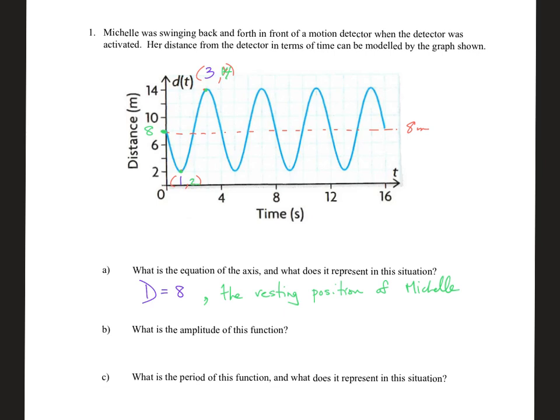Okay, let's take a look at B. What is the amplitude of the function? The amplitude we can pretty easily calculate. We see that we have a maximum of 14 and a minimum of 2, and so my amplitude has to be half of that height, which would be 6.